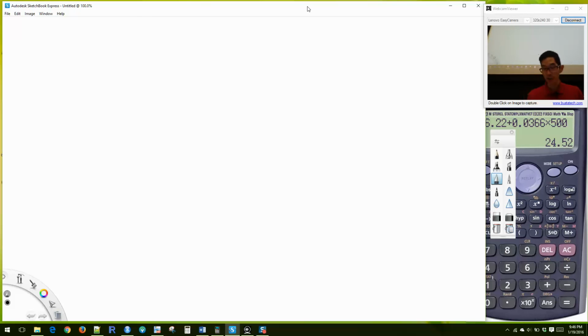So there are a few warnings, things not to do. Do not try to fit a linear model. A linear model is basically this straight line, y equals a plus bx.